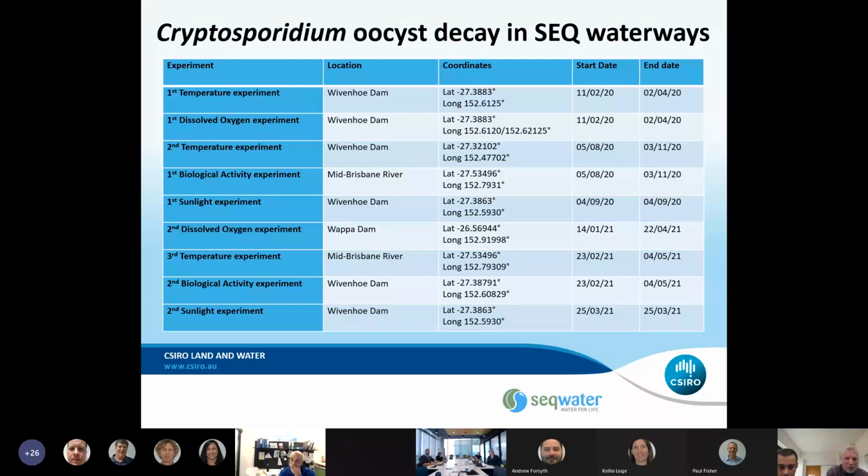You can see we've done them in Wivenhoe. We have a site at the Mid-Brisbane River, and Whopper Dam are the sites where the experiments have occurred. And you can see a number of them have occurred in both summer and winter since the start of the experiment so far.